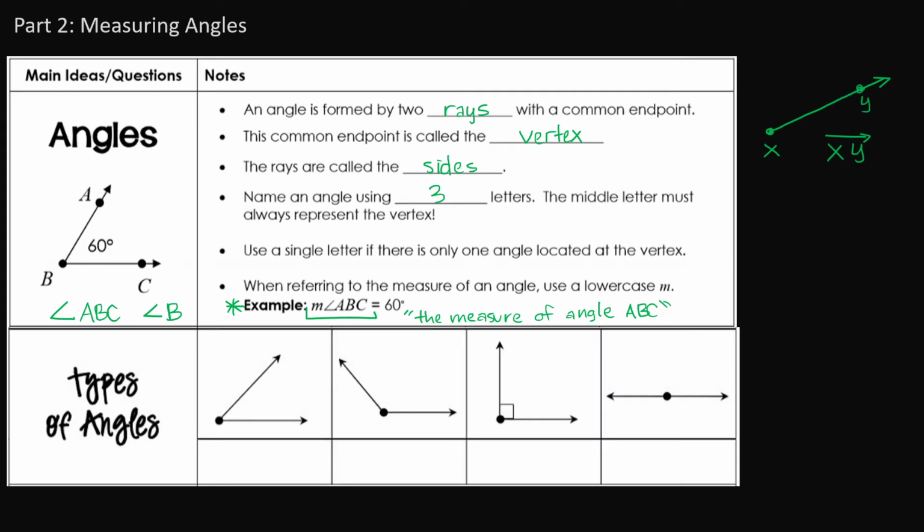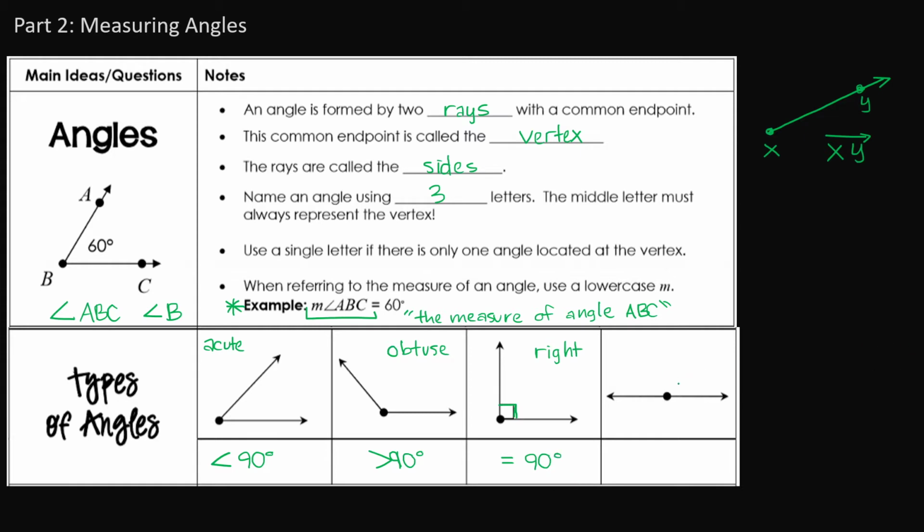Now this should be review. The types of angles. Our first one, going from left to right, we have an acute angle. And acute angles are less than 90 degrees. Next, we have an obtuse angle, and those are greater than 90 degrees. Next, we have our right angle, and it's labeled by the square in the vertex of the angle, and these are always equal to 90 degrees.